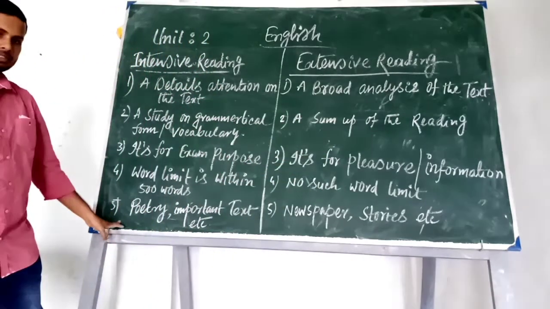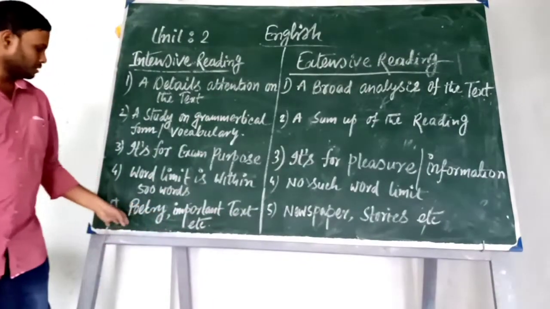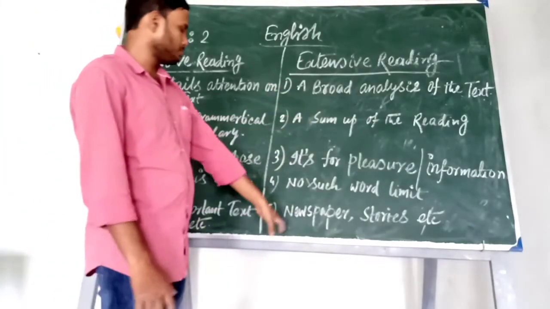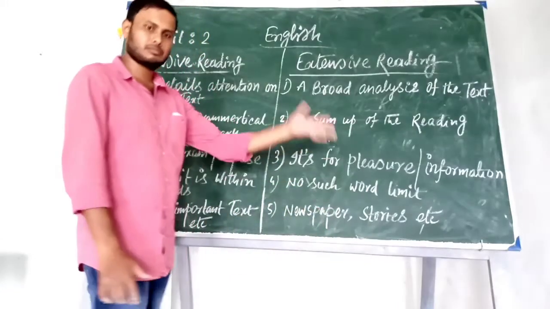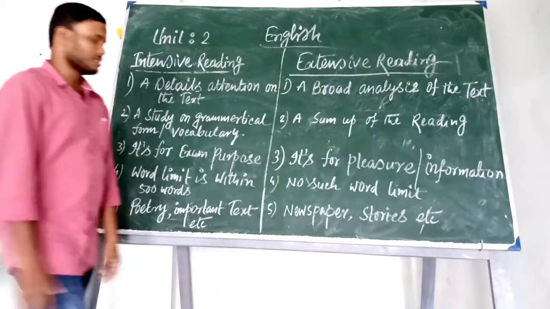And the examples of intensive reading are poetry, important text, notes, prose, etc. On the other hand, in extensive reading there are newspapers, stories, novels, etc. These are the examples of extensive reading.